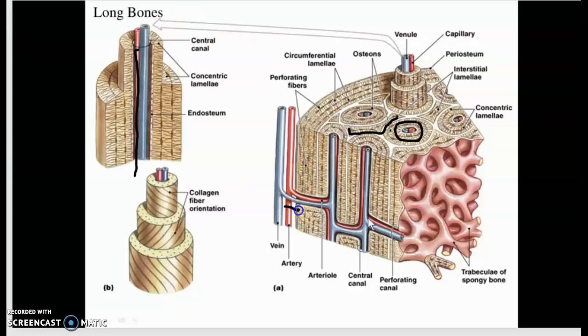Down here, we can see how these are all interconnected together to continue the blood flow all throughout the bone.